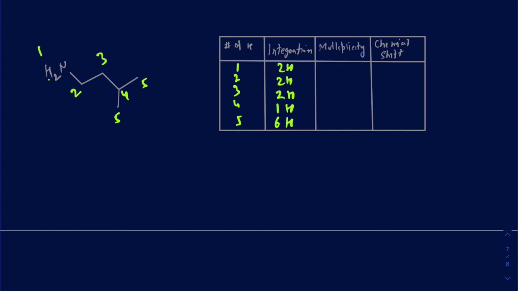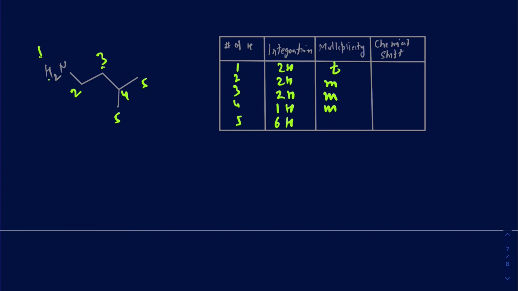So signal 1 is an amine proton, and the adjacent protons would be the signal 2 protons. That's 2, so that's going to be a triplet. Signal 2 protons have adjacent protons from signal 1 and signal 3, so that's going to be a multiplet. We'll just say M here. And then signal 3 again has multiple types of non-equivalent protons adjacent, 2 and 4, so I'll say a multiplet again. Signal 4 has signal 3 protons and signal 5 protons adjacent, and that's going to give you another multiplet.